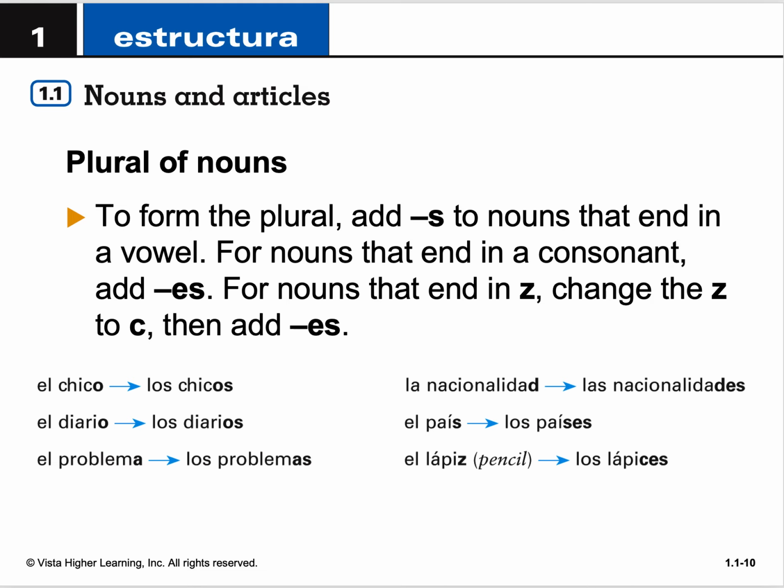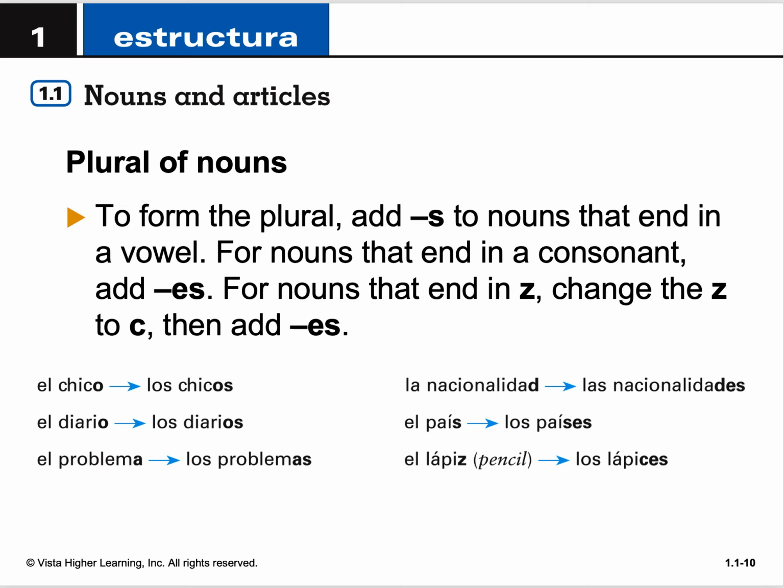as you move through your Spanish class. For the plural form of nouns, we simply add an S if it ends in a vowel. For nouns that end in a consonant, we add ES. This is similar to English. For nouns that end in a Z, I change the Z to a C, and then I add ES to the end of it. So chico, chicos. El diario, los diarios. El problema, los problemas.